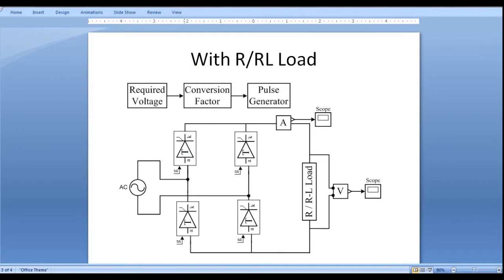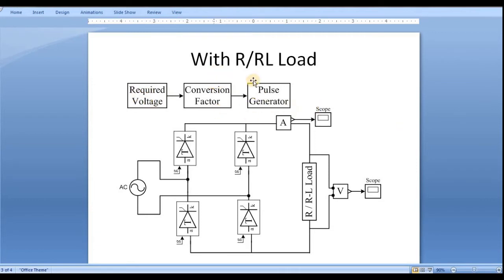See, this is the basic circuit of a single phase fully controlled rectifier. These opposite two thyristors will be switched on at the same time, and these other opposite two thyristors will switch on at the same time after 180 degrees, as we already discussed in video 1. And this is our R load or RL load. So here, I know how much voltage I require, and this is the conversion factor, and this is the pulse generator. The pulses for these four switches are generated based on my required voltage.